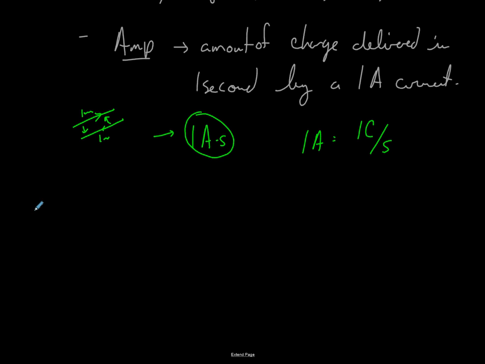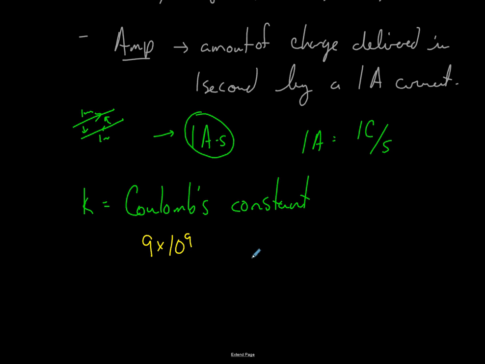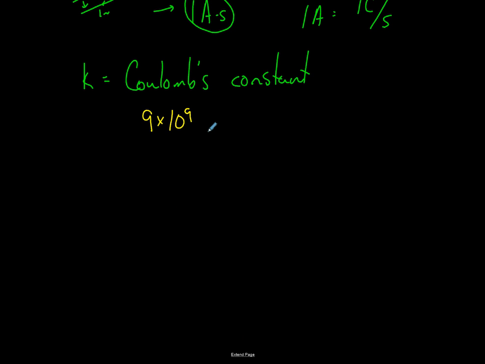Now K, which is Coulomb's constant, sort of like G, right? G is Newton's constant. So Coulomb's constant is 9 times 10 to the 9. Now, what units is it in?